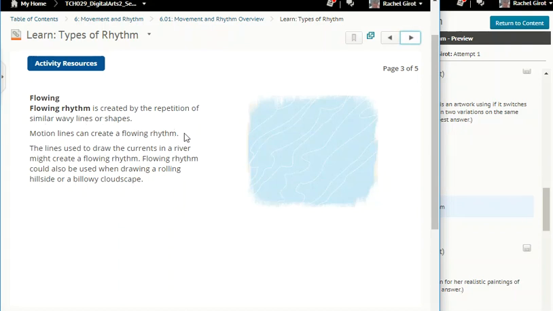Flowing rhythm is created by the repetition of similar wavy lines or shapes. Motion lines can create a flowing rhythm. The lines used to draw the currents in a river might create a flowing rhythm. Flowing rhythm could also be used when drawing a rolling hillside or a billowy cloudscape.